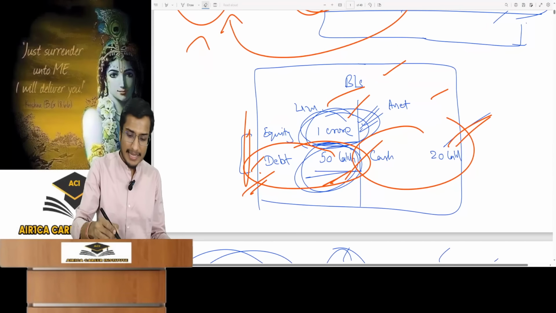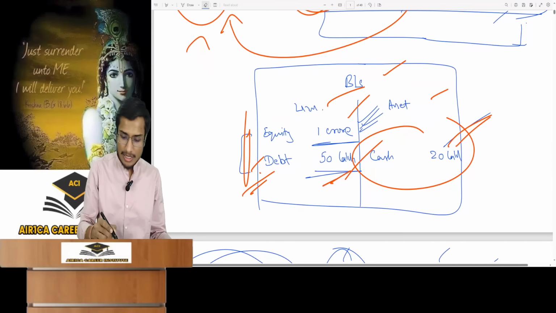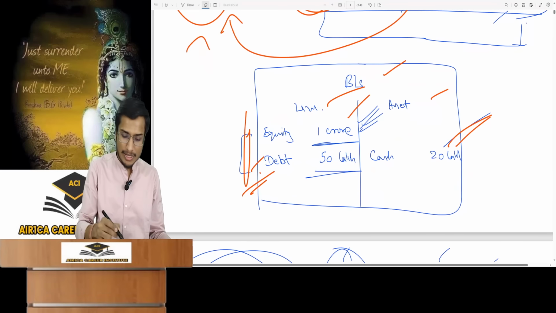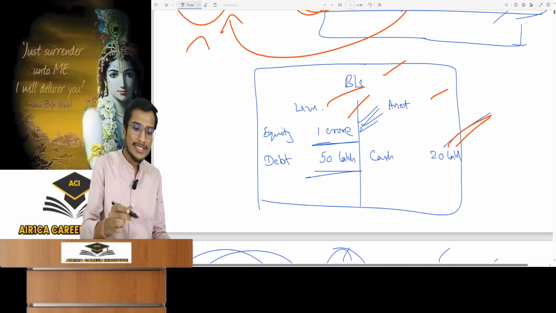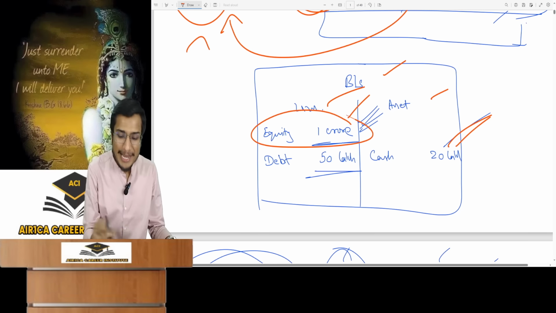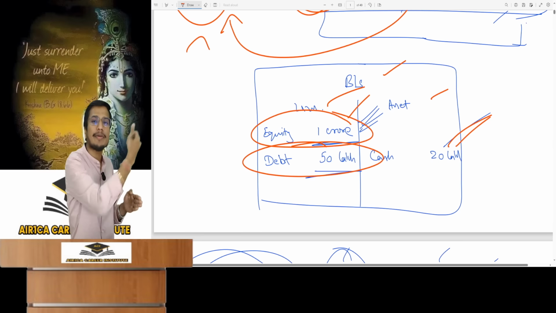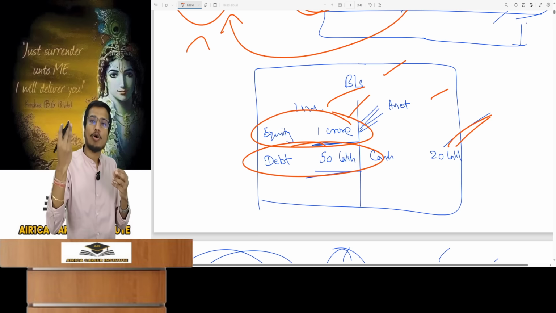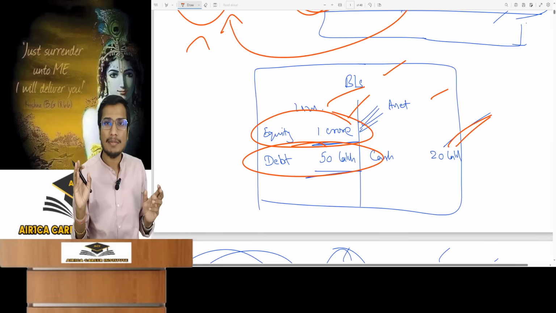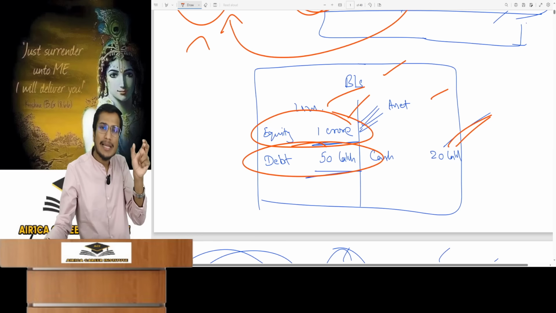In this example, I had raised 1 crore rupees from equity and I took 50 lakhs from the debt holders. Now tell me, the cost I will incur on equity will be on rupees 1 crore, and on debt holders on rupees 50 lakhs. The cost that I calculate is in percentage terms per annum. So I cannot simply add the cost of both as they are.